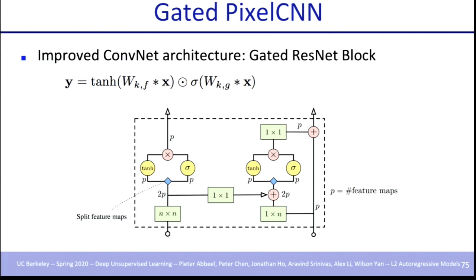So here's what it looks like under the hood. There is, again, the tanh and sigmoid multiplied together. This is a gated hidden unit happening in both streams. And then the vertical stack stream gets to feed into the horizontal stack stream to help its predictions as it's moving along. But there's nothing going the other way, because that would violate the ordering assumption.